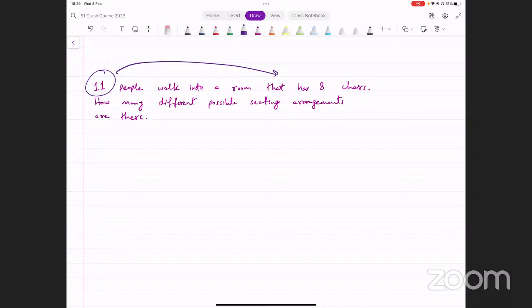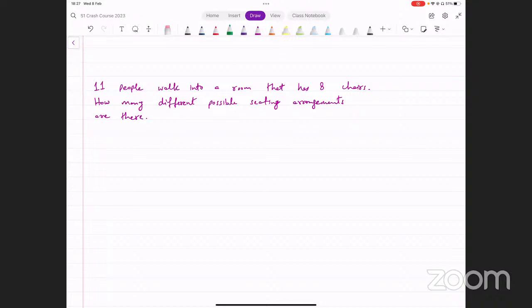So you have to do 2 things, right? You'll be selecting some people out of 11. So you'll be selecting 8 people and then arranging those 8 people. Now, using the permutation notation, we can actually do it directly. So in fact, before we do that, let's actually think about it logically first. You've got 11 people who walk into a room. It has 8 chairs.